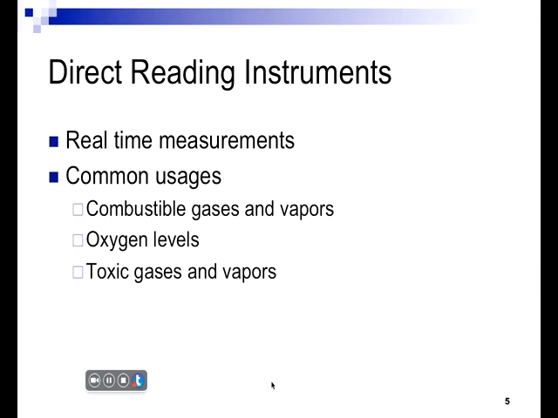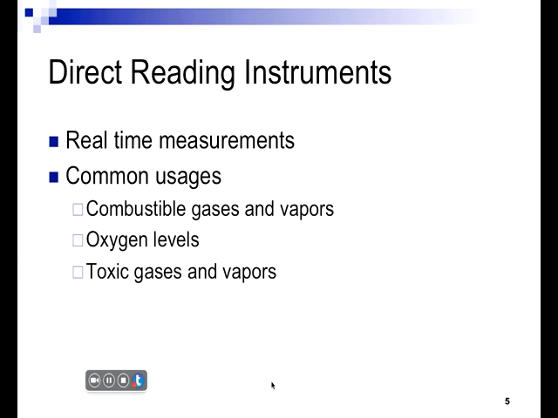And then if you have something that's very, very toxic that could cause acute toxicity like lethality, something like phosgene or hydrogen sulfide, or something that can be extremely dangerous in an extremely short period of time, that's an application for a direct reading instrument.